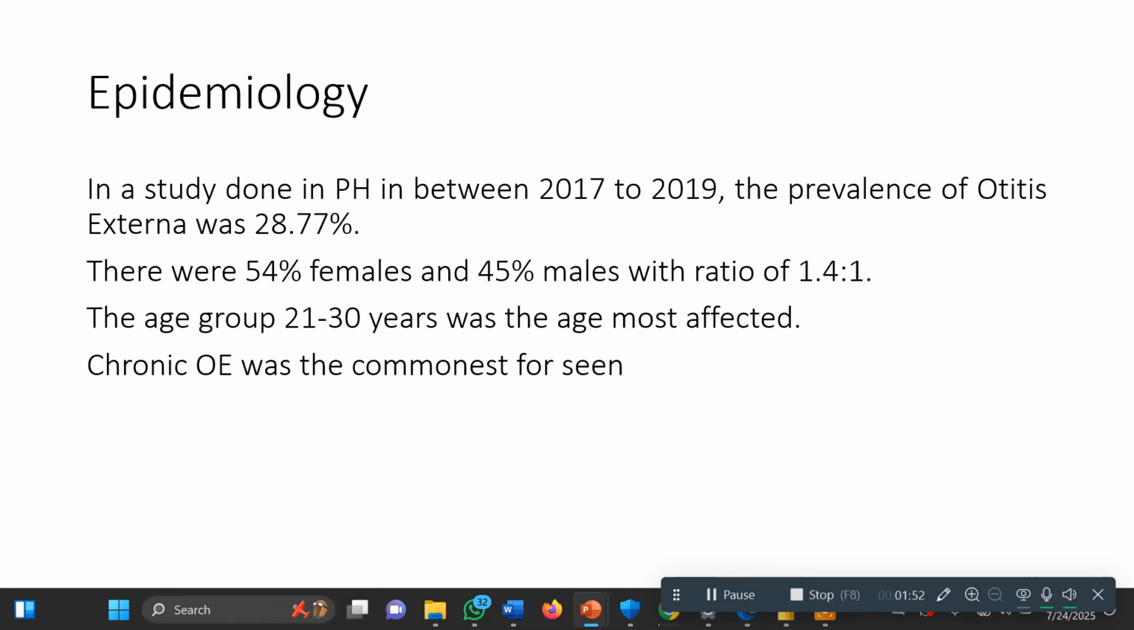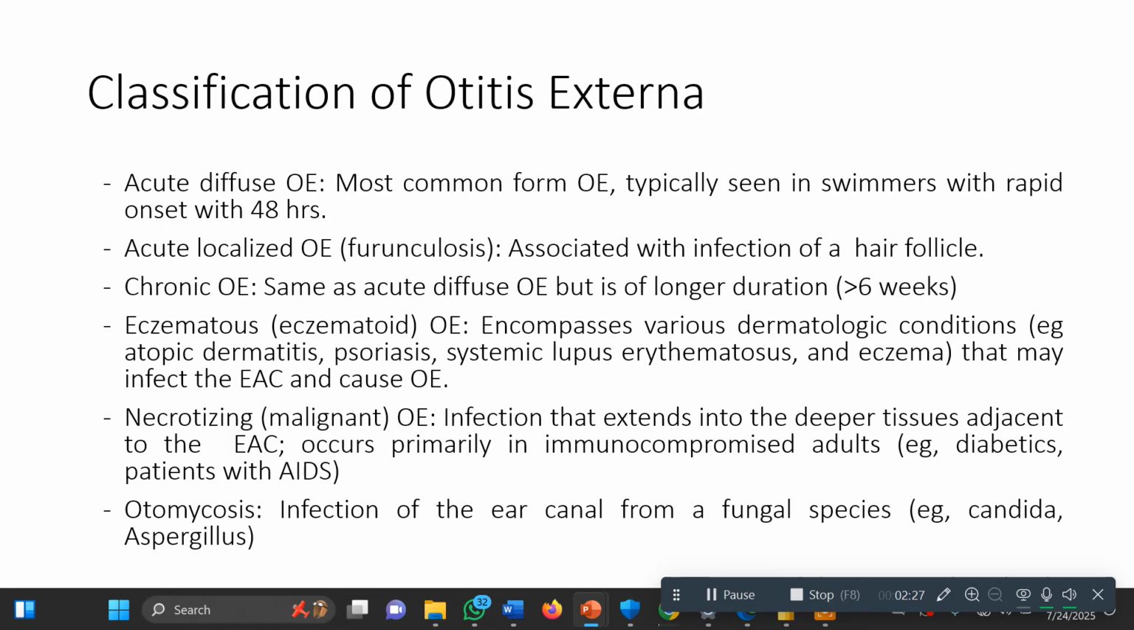Epidemiologically, in a study done in Port Harcourt between 2017 and 2019, the prevalence of otitis media was around 28.77%. Out of this, 54% were females and 45% were males, making up a ratio of 1.4 to 1. The age group most affected ranged between 21 and 30 years. Chronic otitis media was the commonest seen in this study.